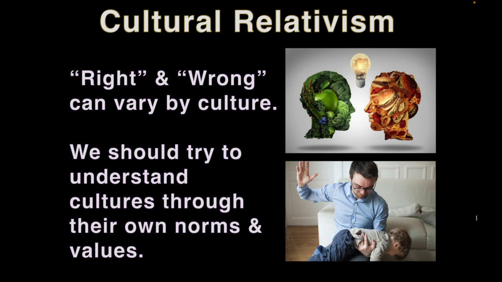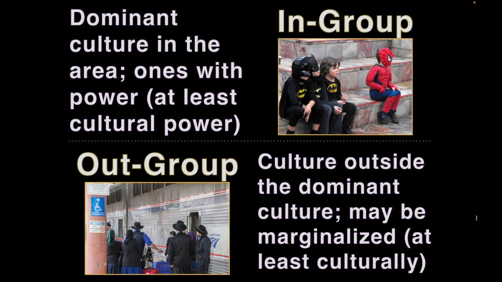or detestable. Now, when two cultures interact, it's important to look at and understand the power dynamic between the groups, because often the cultures won't have equal power. You'll often have in-groups and out-groups. In-groups are the dominant cultures in the area, and they often have power, at least cultural power, but they might have governmental power. They might have power through numbers. They might have economic power. There's a number of different ways that the in-group can have power, as opposed to the out-group, which is the culture outside of the dominant culture, and it may be marginalized, at least culturally.